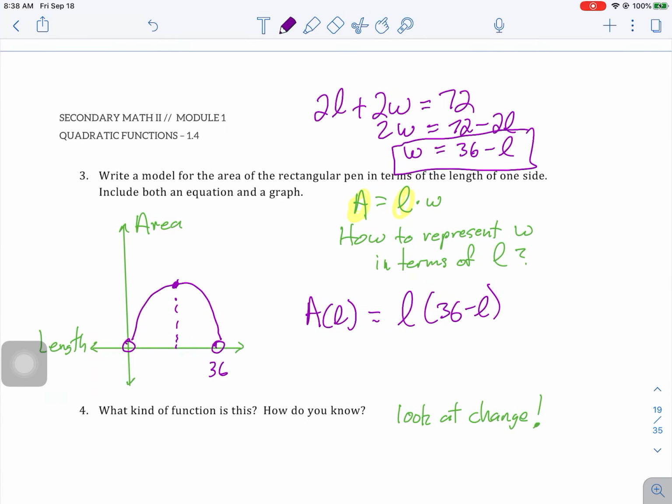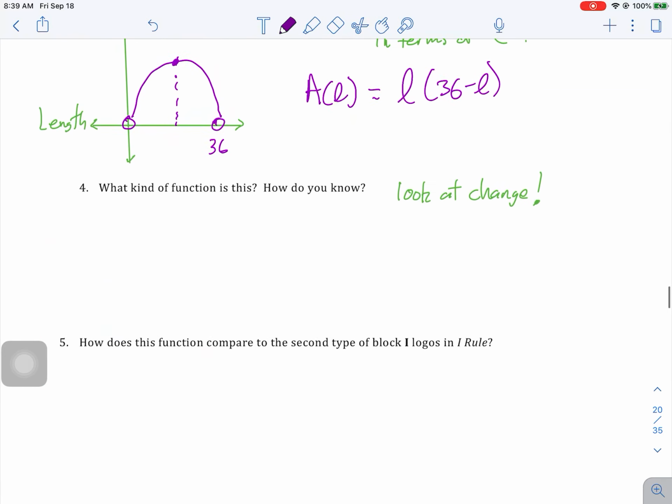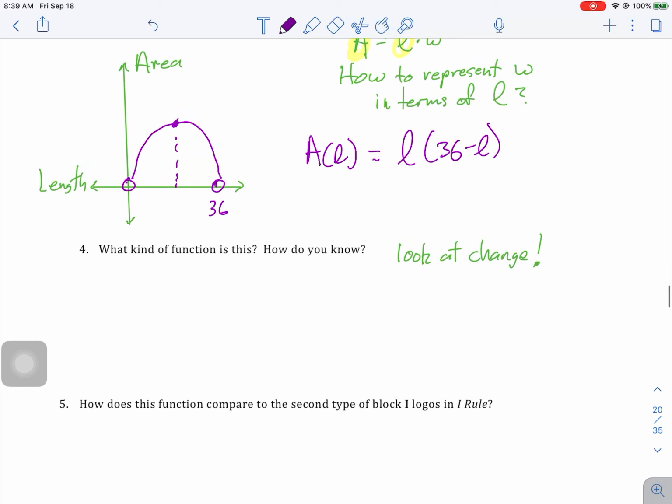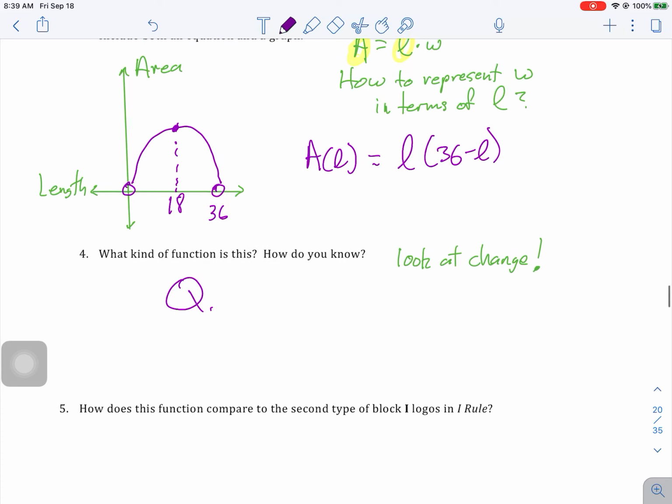Then the other question I was going to look at: you can see the maximum value is the halfway point. This is quadratic. And I would go back to my table. I'd make a table here, length and area, and look at the change in area, and the second change will be the same.